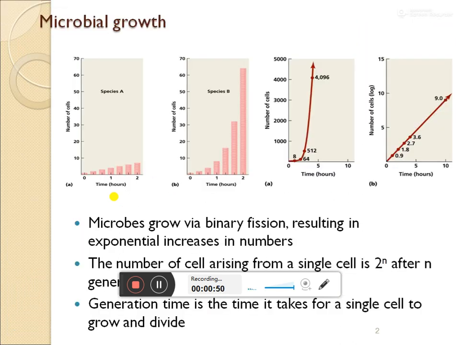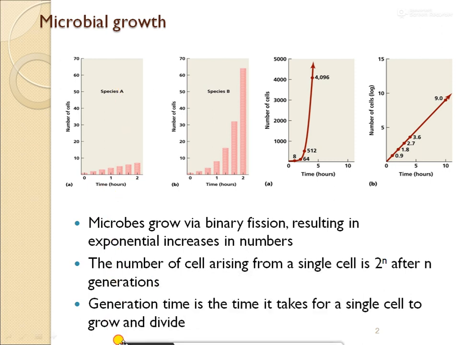Already we know that bacteria grow by binary fission, resulting in an exponential increase in number. That means one cell of bacteria results in two cells, from 2 to 4, 4 to 8, 8 to 16. Likewise, the bacteria number keeps on increasing. The number of cells arising from a single cell follows the 2 raised to n formula after n generations. The generation time is the time it takes for a single cell to grow and divide, that is, the time required for a cell to grow and divide into two cells.